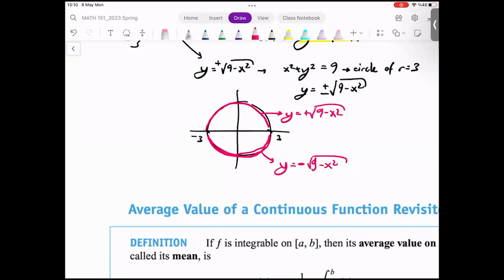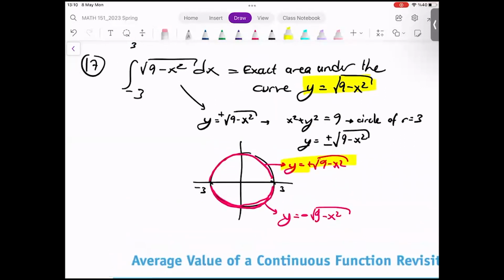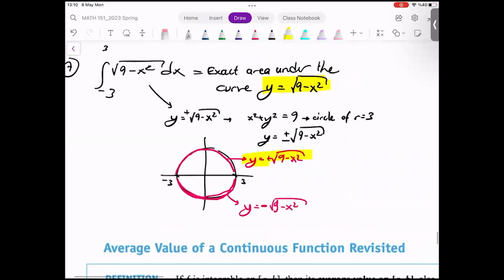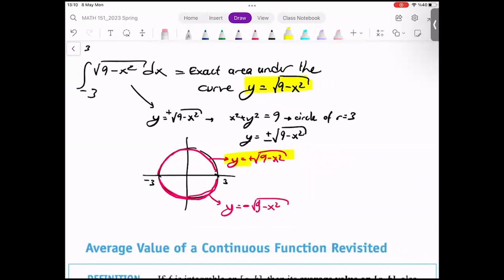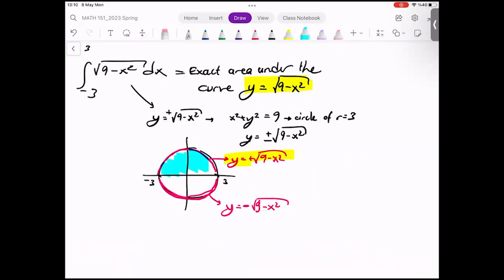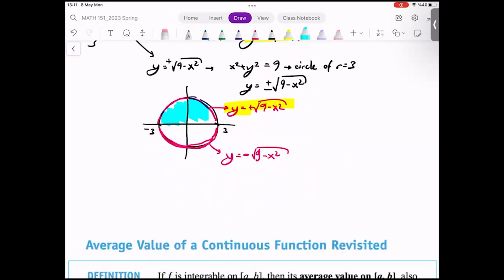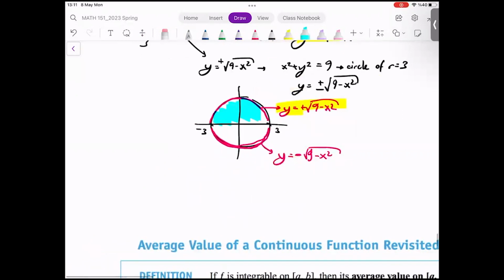So you see, what we are interested in for this definite integral is this curve, the upper half of the circle of radius 3. Okay, so the exact area that we talk about here is this part, okay? The definite integral in this example is given by half of the area of this disk. So let's write this down.